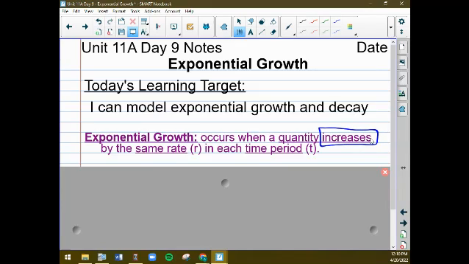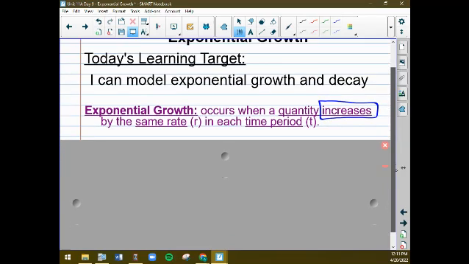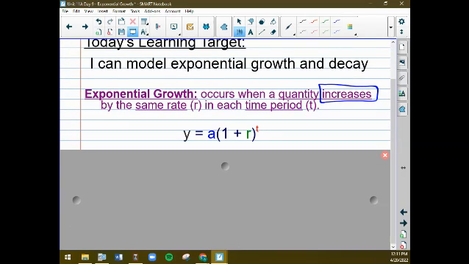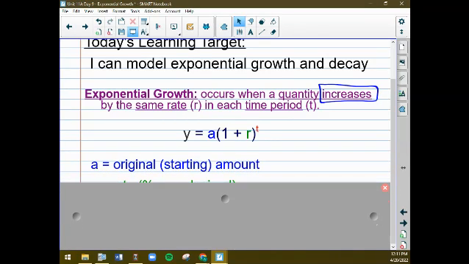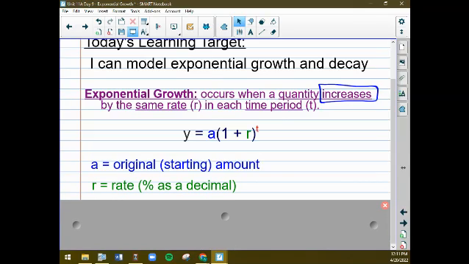Growth is increasing by the same rate r in each time period t. And we model that by y equals a, and then in parentheses, 1 plus r, to the power of t. Okay, so a represents the original starting amount, r represents the rate, and it's usually a percent as a decimal.